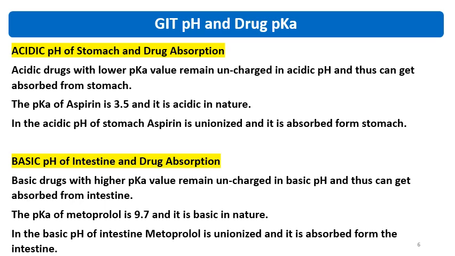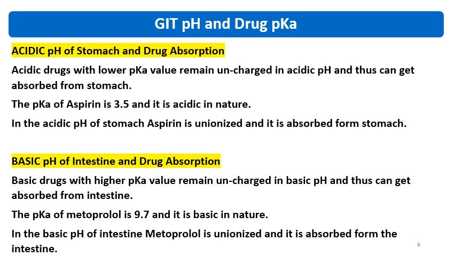So consider the example of acidic drug with lower pKa value. If the drug is acidic and if its pKa is on lower side, it will remain uncharged in acidic pH environment, and thus it will get absorbed from the acidic pH site. For example, we will consider here the aspirin. Aspirin is also known as acetyl salicylic acid. The pKa of aspirin is around 3.5 and it is acidic in nature.